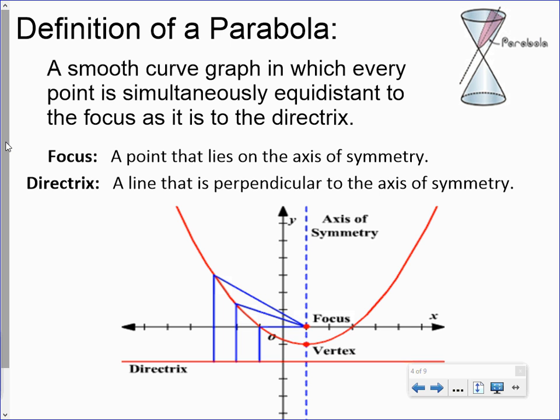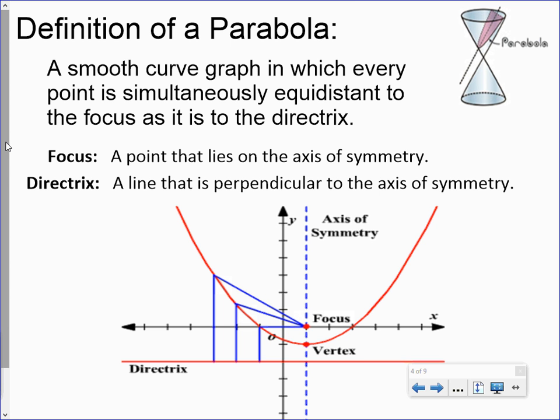Okay, so as we go through the different conic sections in this chapter, it'll be section 10.2, 10.3, 10.4. Each one is a different conic. Each definition would start out with the phrase, a smooth curve graph. So Mitchell gave us that definition for a circle, a graph where all the points are equidistant from the center. We could add to that a smooth curve graph in which all the points on the graph are equidistant from the center point. So definition of a parabola: a smooth curve graph in which every point is simultaneously, which means at the same time, equidistant to the focus as it is to the directrix.